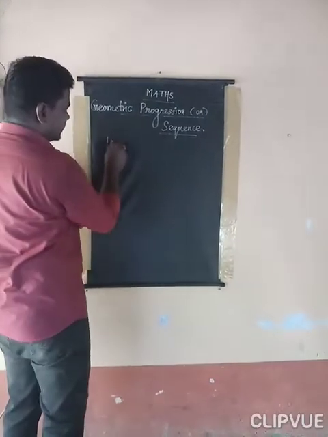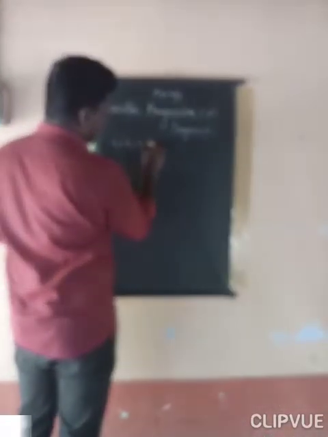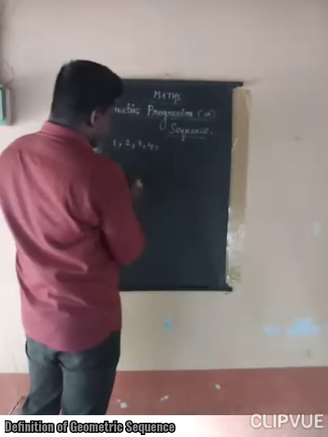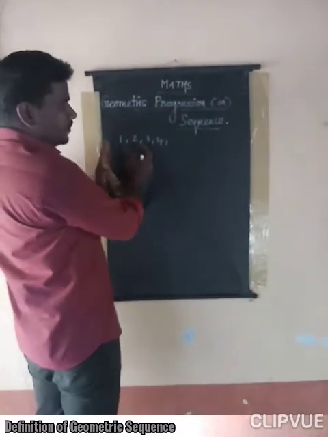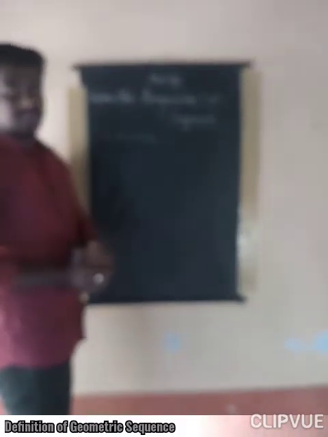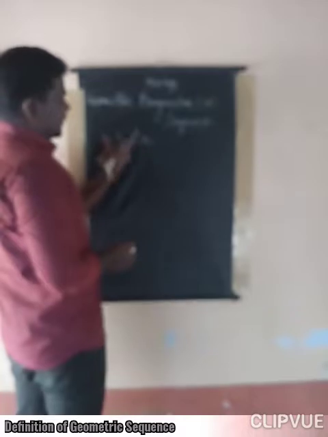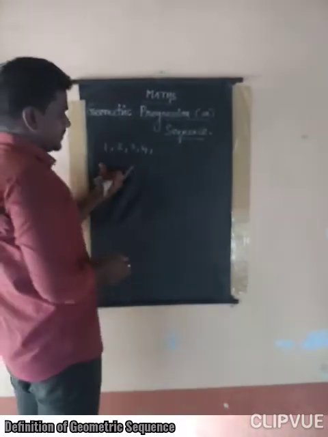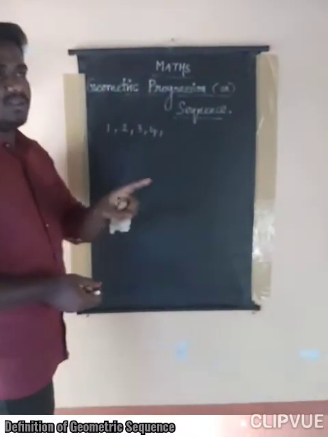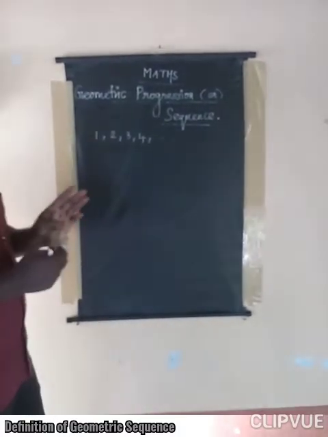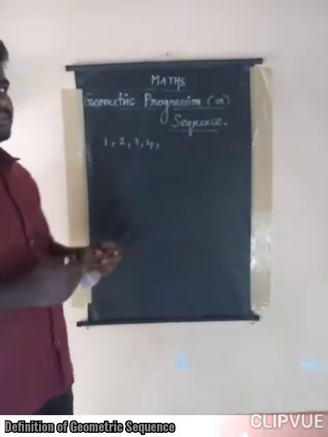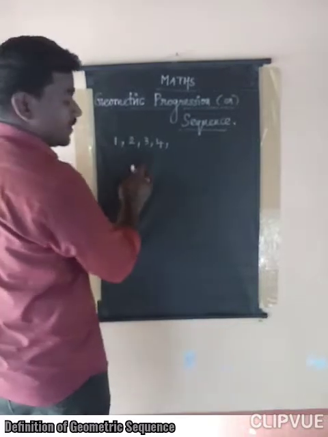If you take the numbers 1, 2, 3, 4 and so on, here the difference between the following numbers is the same. So it follows some condition. The condition is the difference between the numbers is the same. That's why we can say this is a sequence. Now, in an arithmetic sequence, the difference is called a common difference. In geometric progression, the difference is nothing but a ratio. That is called a common ratio.